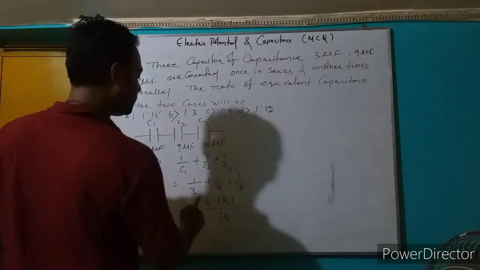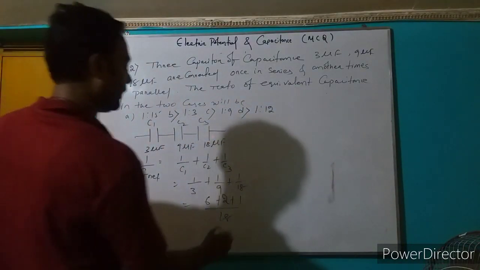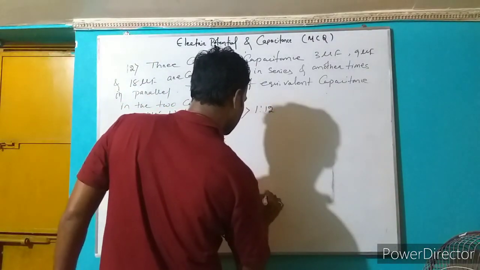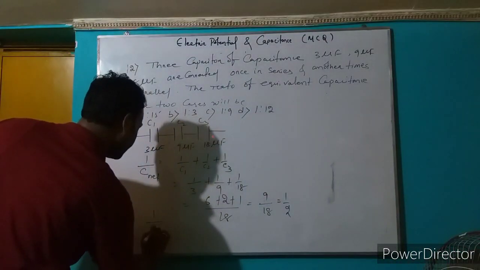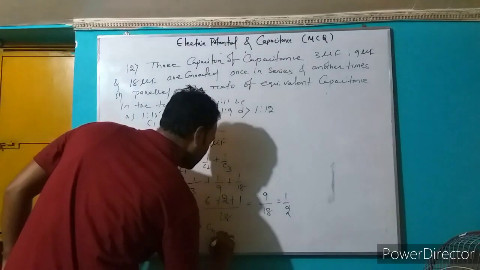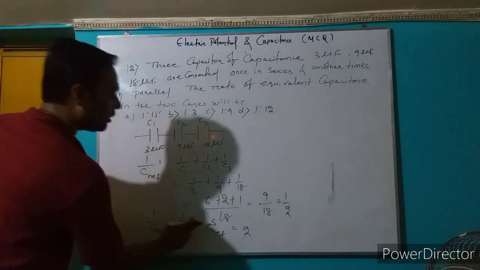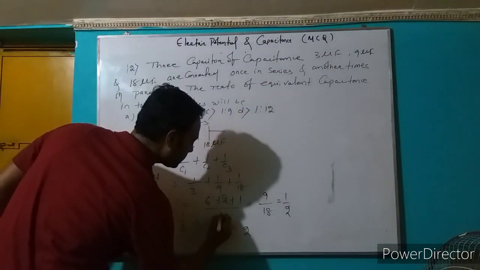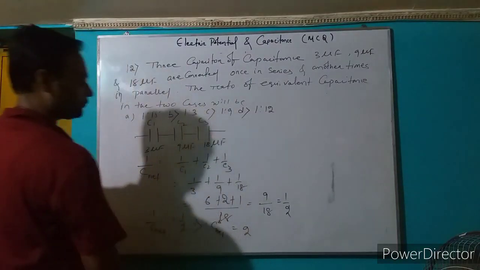18 divided by 18 is 1. That is 6 plus 2 plus 1, that is 9 by 18, which is 1 by 2. That means 1 by C net equals 1 by 2. That implies C net equals 2. So in series connection, C net equals 2.